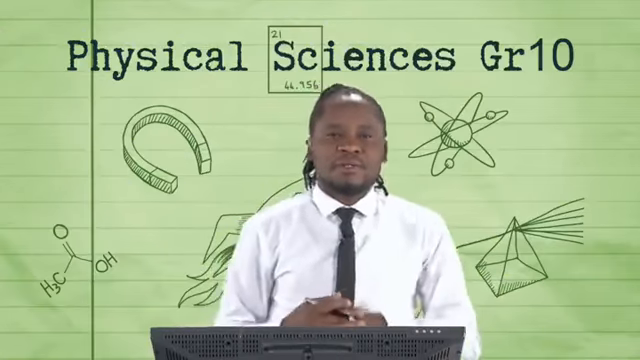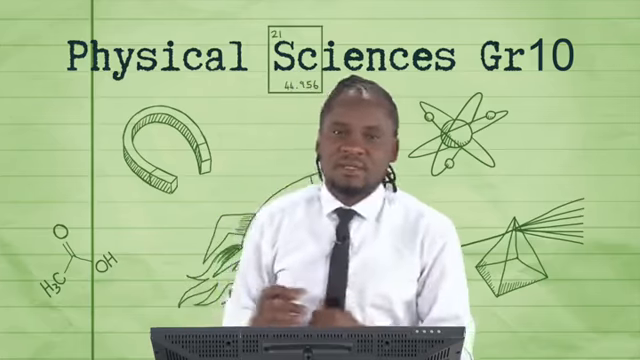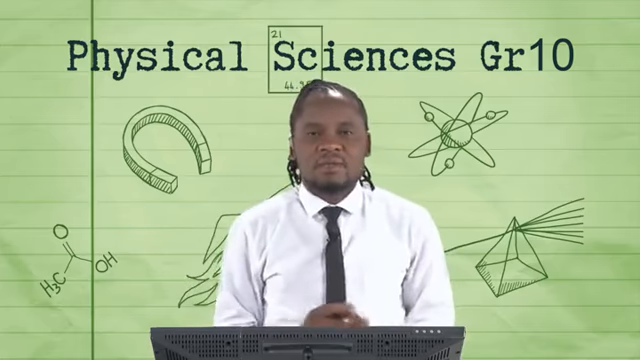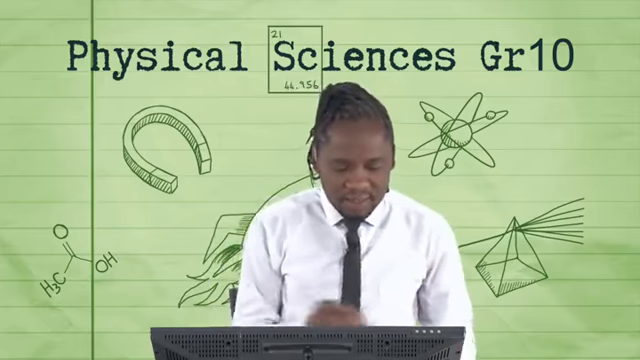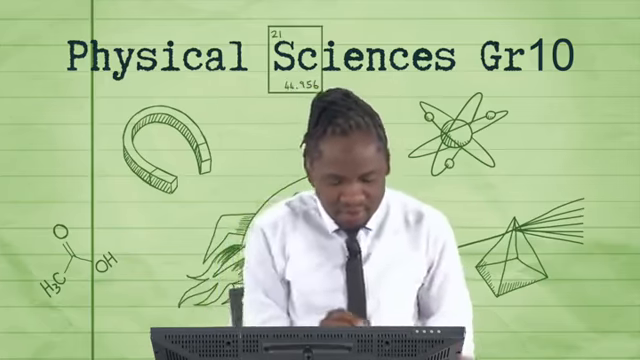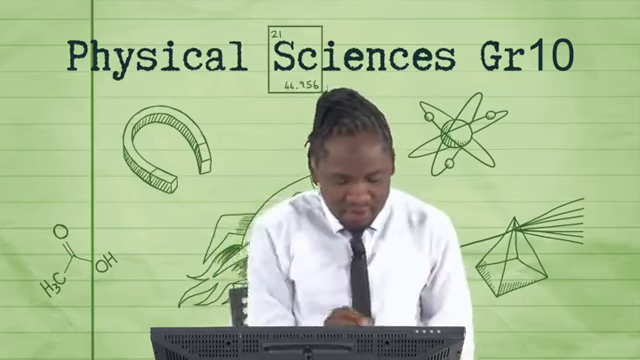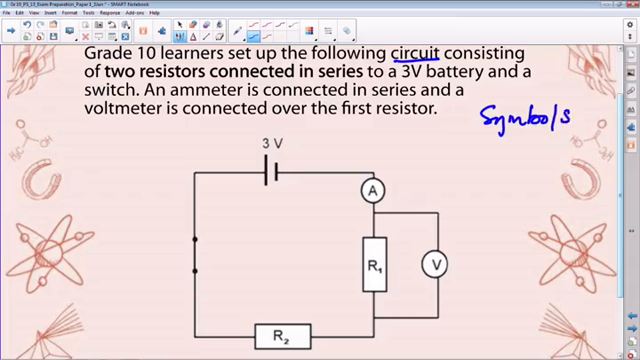Welcome back, guys. After our short break, hopefully you have taken the much needed rest. For now, let's look at the structured questions as I indicated earlier on. It says here a context, and it's very important for us to read. It says grade 10 learners, that's yourself, set up the following circuit. Remember, in this case, we use symbols to show the circuit, consisting of two resistors.